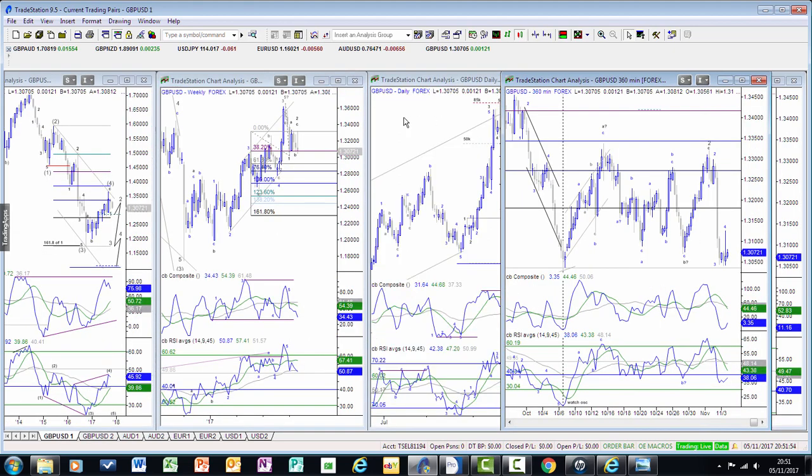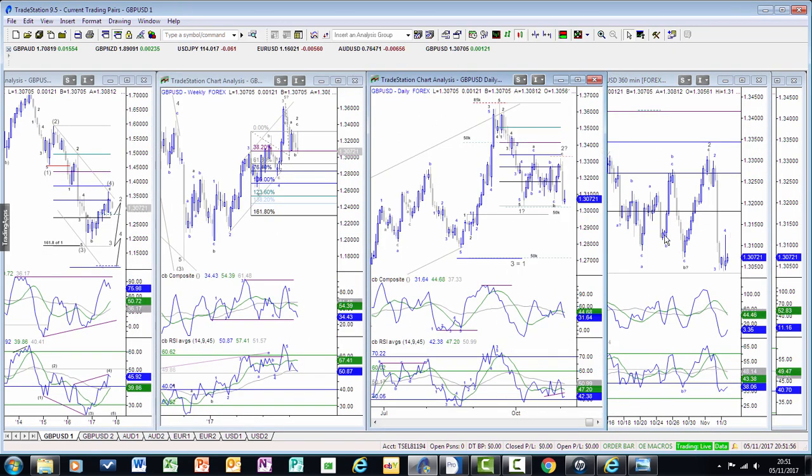But at this particular junction in time, this could potentially be labelled as a 1, A, B, C, 2 of, if you look at the monthly chart here, this very large decline which may last a number of months.